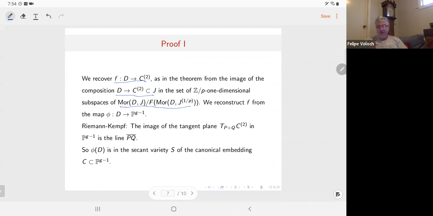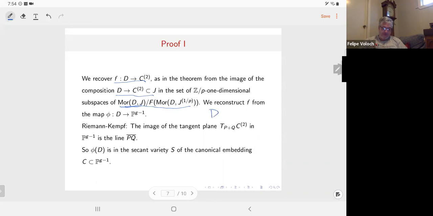So you see, I'm losing a lot of information. I'm starting with a map from D to the symmetric square. I'm embedding the symmetric square in the Jacobian. So I get a map from D to the Jacobian, which is an element of this group here at the top. And then I look at the quotient group. So I have an element in this quotient group, and I take the one-dimensional space generated by this element. So I'm losing information at every step, but I claim that I can recover F from this information, even less.